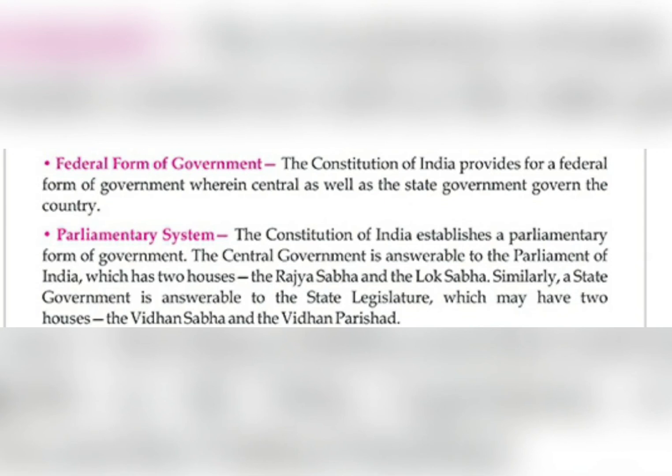Parliamentary system. The Constitution of India established a parliamentary form of government. The central government is answerable to the Parliament of India, which has two houses, the Rajya Sabha and the Lok Sabha. Similarly, the state government is answerable to the state legislature, which may have two houses, the Vidhan Sabha and the Vidhan Parishad.